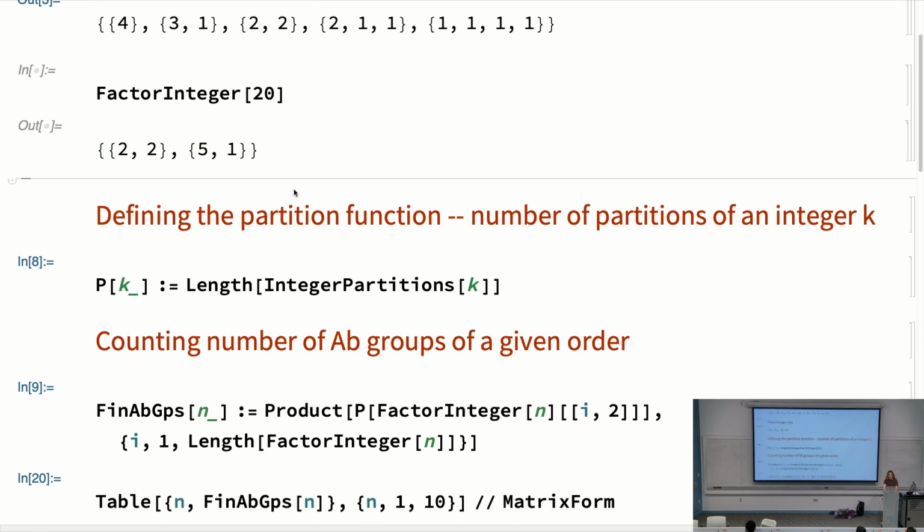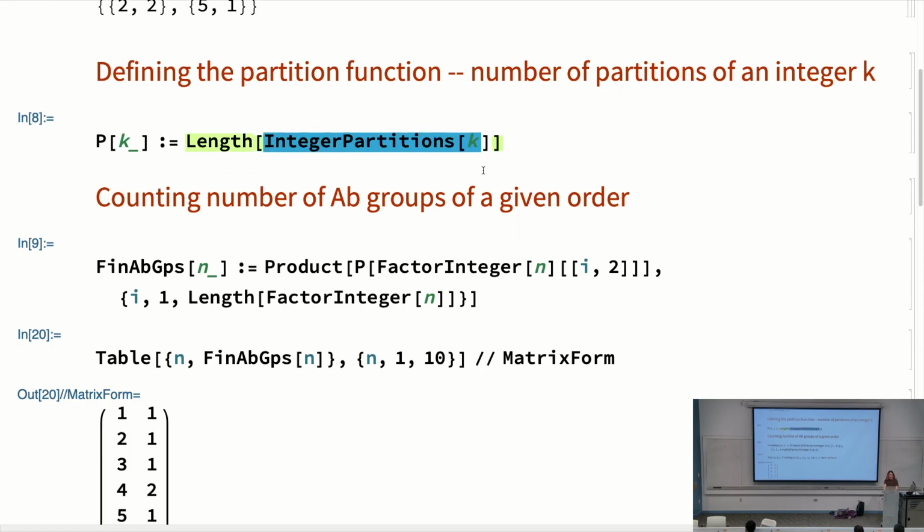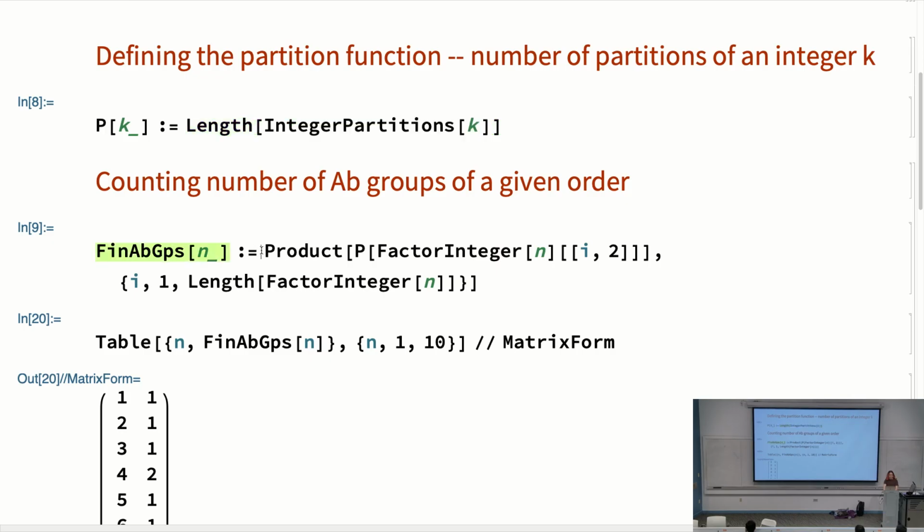Okay, so then I define the partition function just by computing. We want this to be the number of partitions, so it's just the length of this list. And then we want to compute the number of abelian groups of a given order. We just saw that this was the product of the p's of the exponents. So we're taking the product as i goes from 1 to the number of primes in the prime factorization, and then we're taking the partition number of the exponent of that prime.